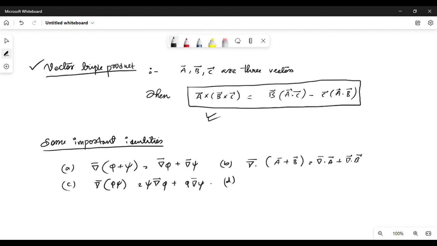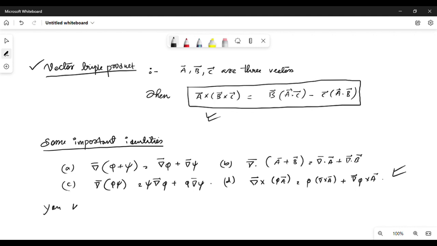And the fourth one is del cross phi A, that is del cross of a scalar function multiplied by a vector. It should be phi del cross A plus del phi cross A. So this is a very important property, you should remember this.